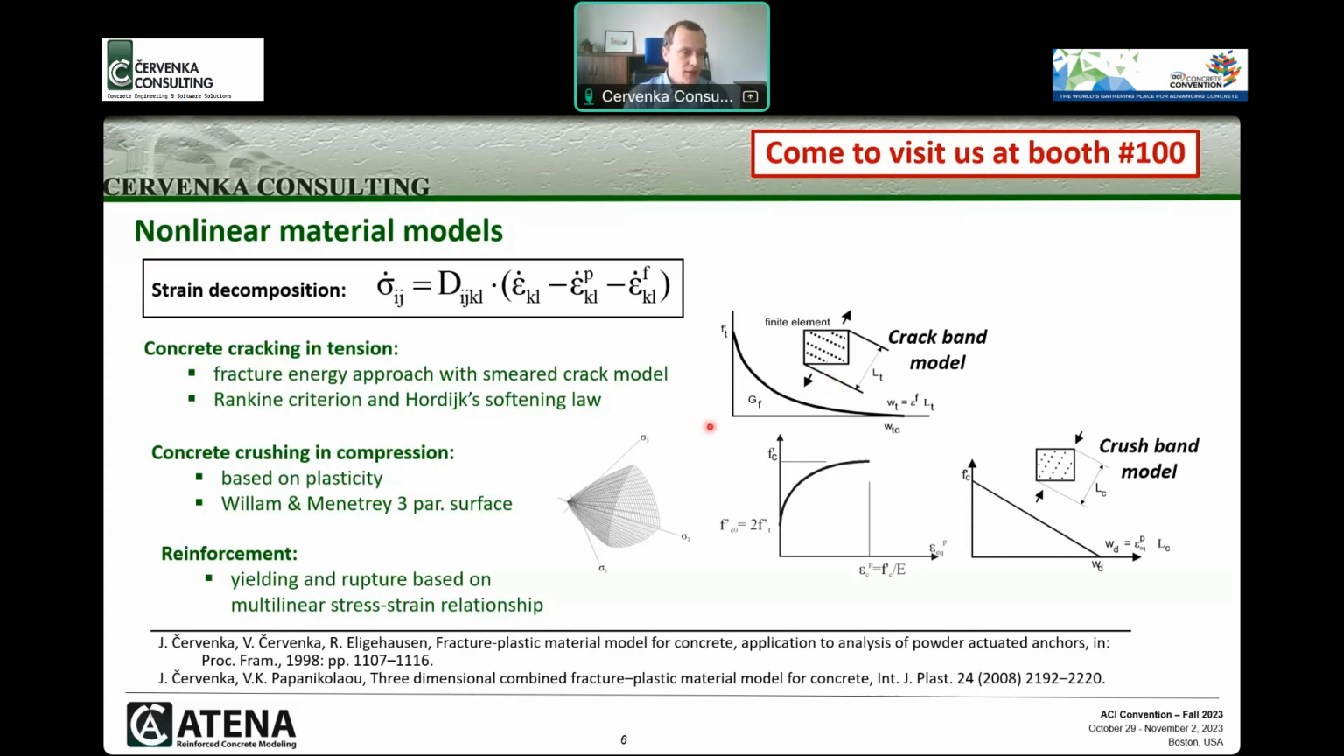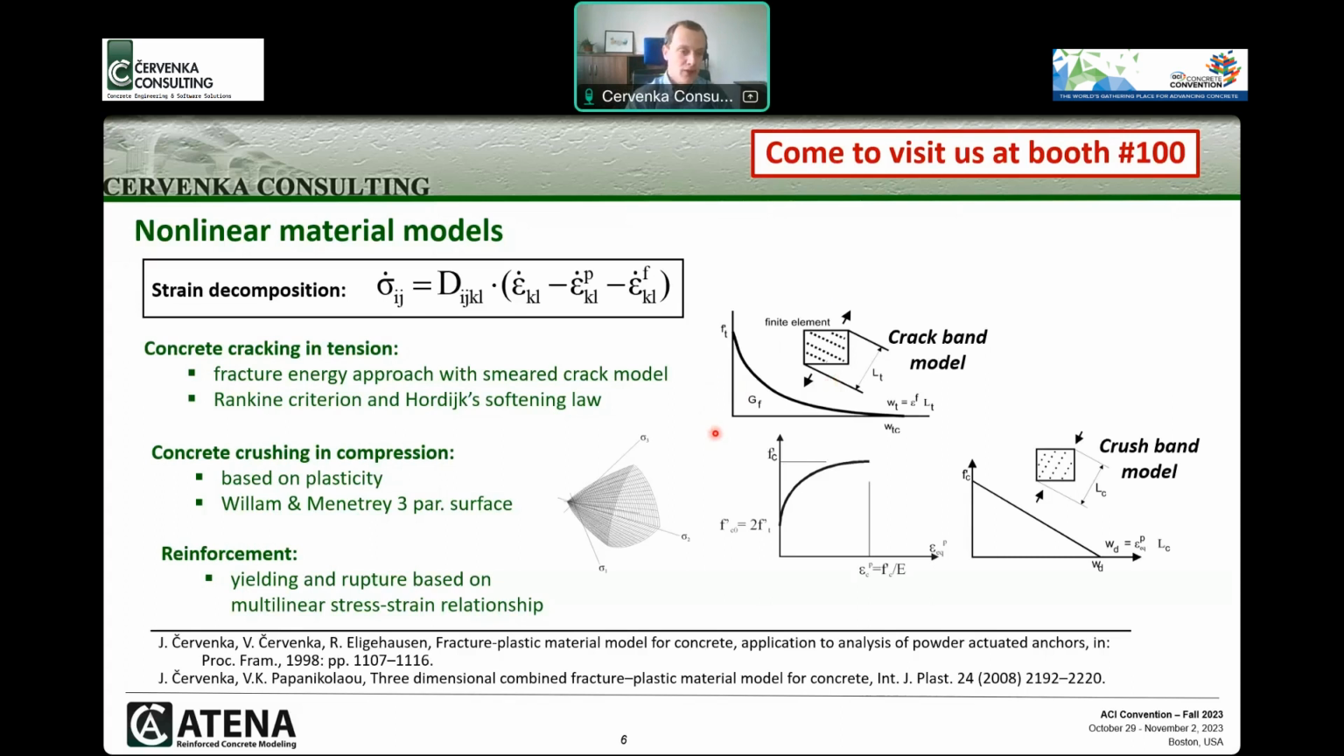When we talk about the plastic strains, they are taken into account when the concrete is subjected to severe compressive loads and starts to crush. And in this case, we use the plasticity approach with linear softening.